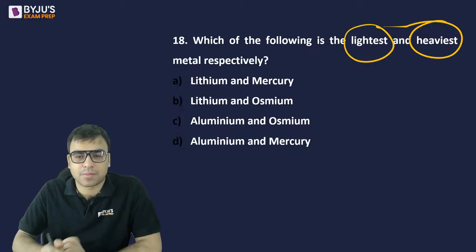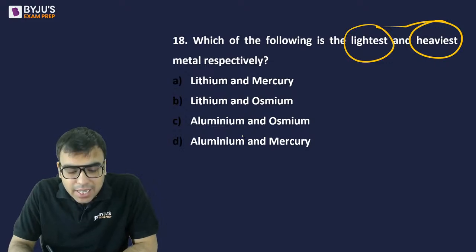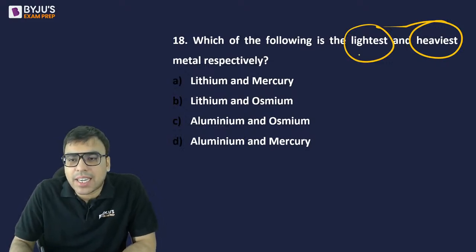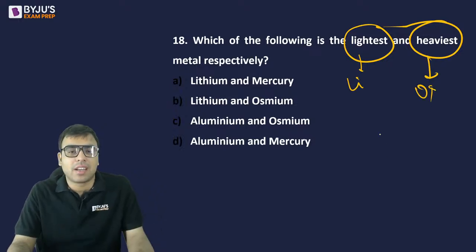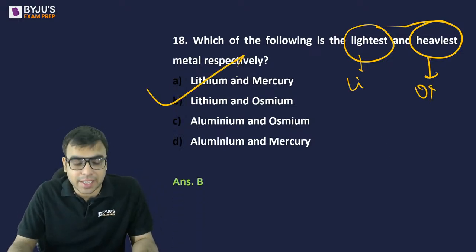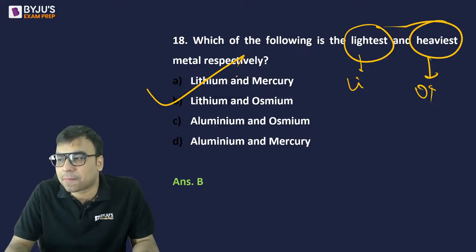Anyone? So the lightest metal is lithium, and osmium is actually the heaviest metal. So the right answer to this question is B. ठीक है, याद रखिएगा, B is the right answer.